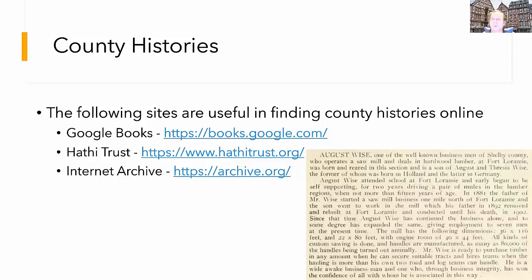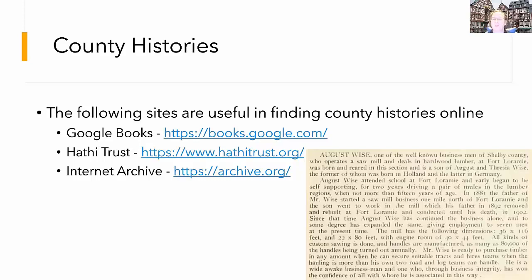Now, this is my great-grandfather August Wise, not my great-great-grandfather August or my great-great-great-grandfather August Wise. You can see here August Wise is a well-known businessman in Shelby County, operates a sawmill, deals with hardwood lumber in Fort Laramie, and he was born and reared in this section and is a son of August and Teresa Wise. And it says here that August was born in Holland and Teresa was born in Germany. If you remember, the census record had August being born in Germany, not Holland. Another talk, I do a whole presentation on your German ancestors from Holland, basically. There were a lot of Germans that migrated to Holland, had families there, and then came to the US.